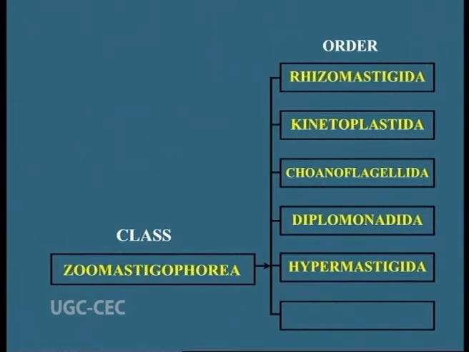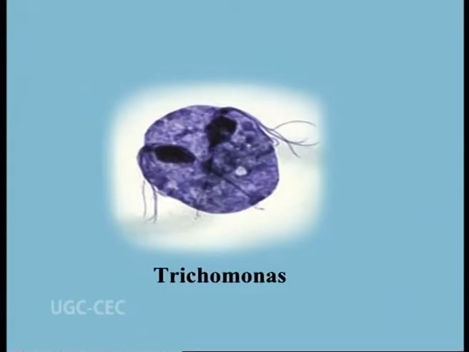Order Trichomonadida. Example is Trichomonas. Flagella 4 to 6. One flagellum trailing. They are parasites of vertebrate animals.